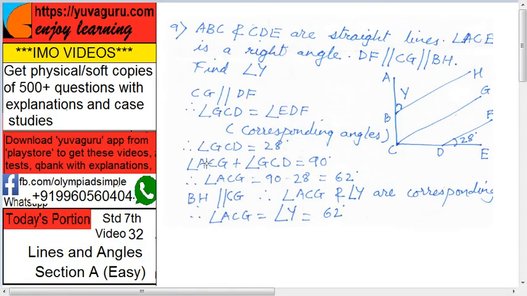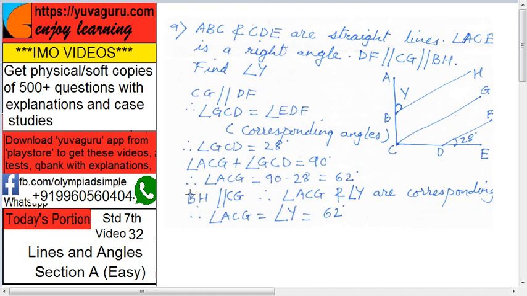Now ACG plus GCD equals 90. Why? Because it's already given in the problem that they form a right angle. So ACG plus GCD, where GCD is now 28, so ACG equals what? 90 minus 28, that is 62 degrees. So this angle becomes 62.